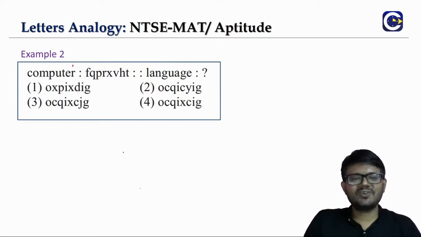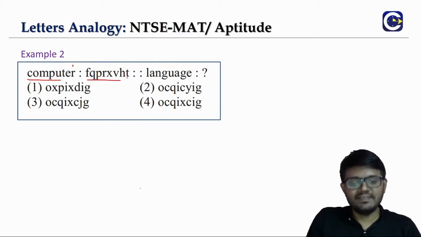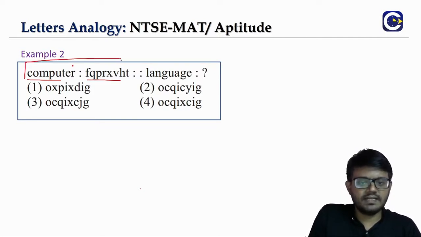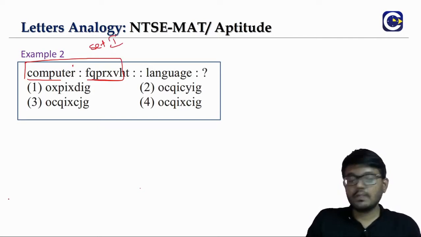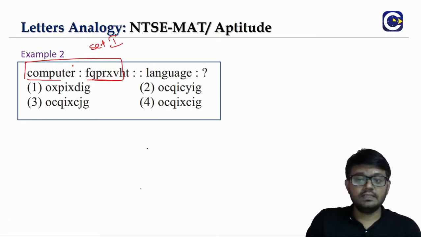Okay, so let us look at the next example. So they're talking about computer. So computer is related to some very awkward looking sequence of letters. I mean, awkward looking in the sense that it doesn't have any proper meaning. So using this relation, our set 1, we have to find what is the sequence of letters that is related to language. So this gap we have to fill.